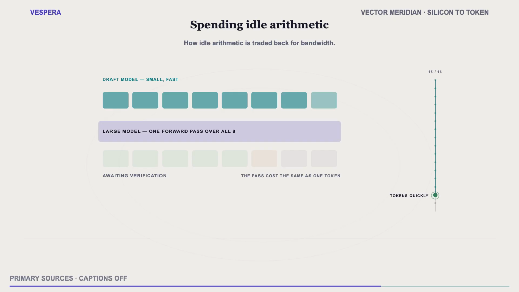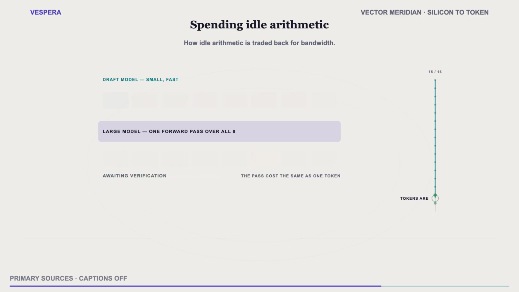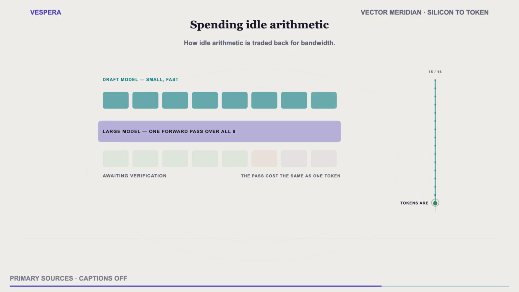Tiling spends arithmetic to save HBM traffic. Checkpointing spends recomputation to save memory. Quantization spends precision to save bytes. Batching spends latency to save bandwidth per user. The machine is enormously unbalanced. Almost all of engineering here is arbitrage.